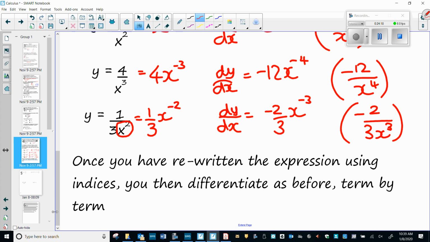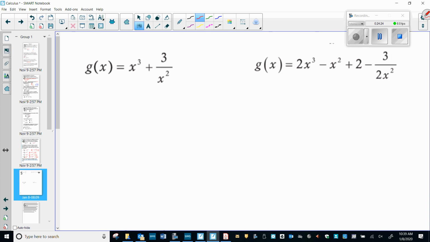Yes. So once you've rewritten the expression, so that's what we did first, then obviously you differentiate as before. Okay, let's do some of these. So my suggestion to you is before you start differentiating, you need to look at the question. Is there anything that needs rewriting here?